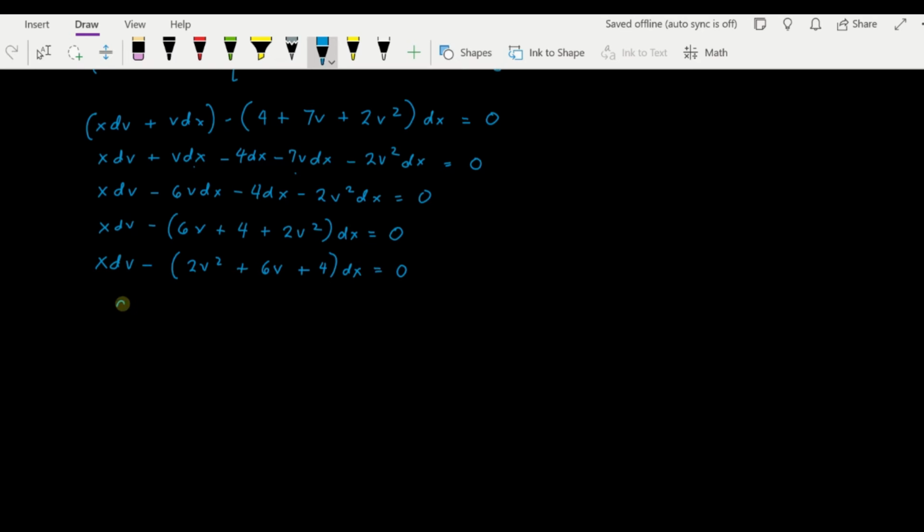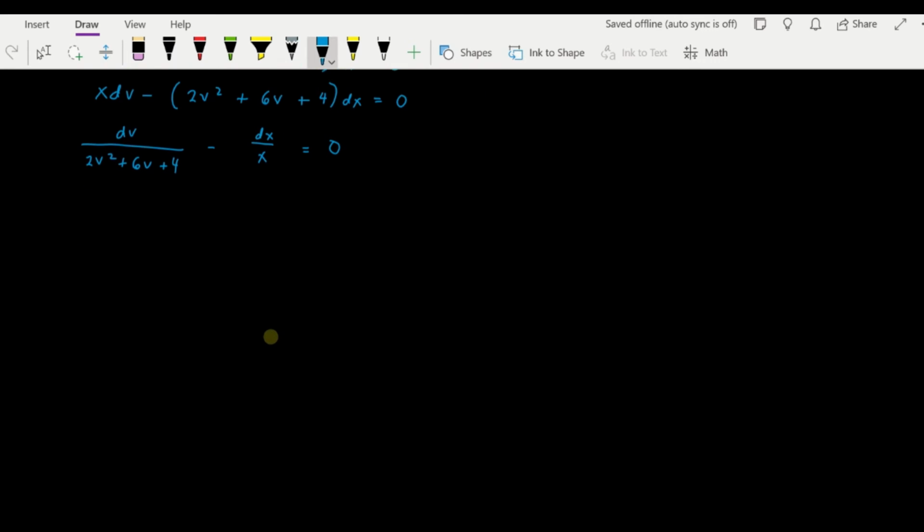So, ang mangyayari dito is dv all over 2v squared plus 6v plus 4 minus dx, yung x naman ang denominator niya, equals 0. Okay, and then i-integrate na natin lahat ng terms. So, ang question dito, ang challenge is, paano ito i-differentiate? Okay, so ito yan. How we are going to differentiate dv all over 2v squared plus 6v plus 4.